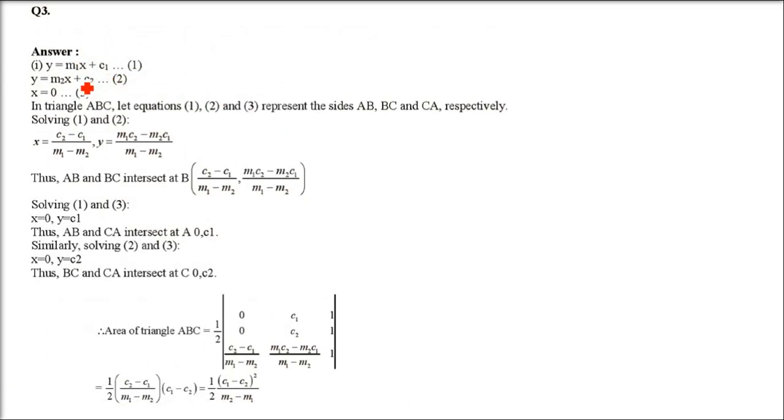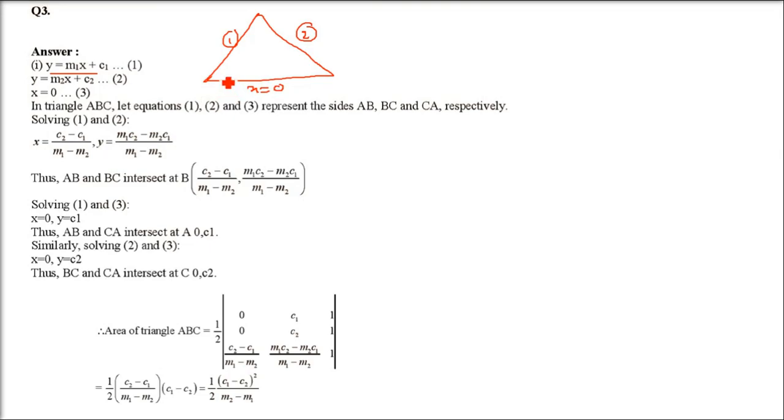Now the question is, question number 3. We have to find the area of the triangle formed by the lines. The lines are being given. The first line is y equals m1x plus c1. This is the first line. Second line is y equals m2x plus c2. And the third line is x equals 0. X equals 0 is the y-axis. So this is the wrong side I have taken, but just to understand, this is.